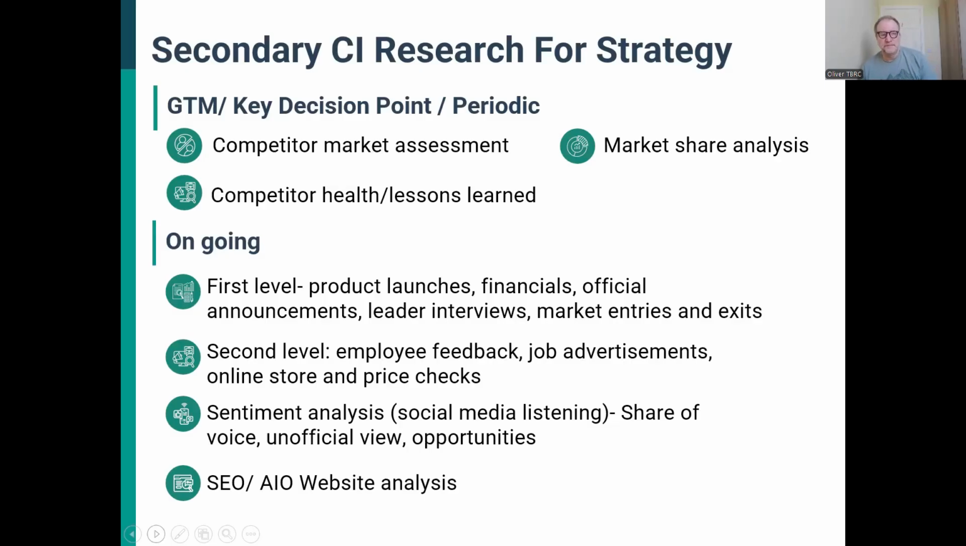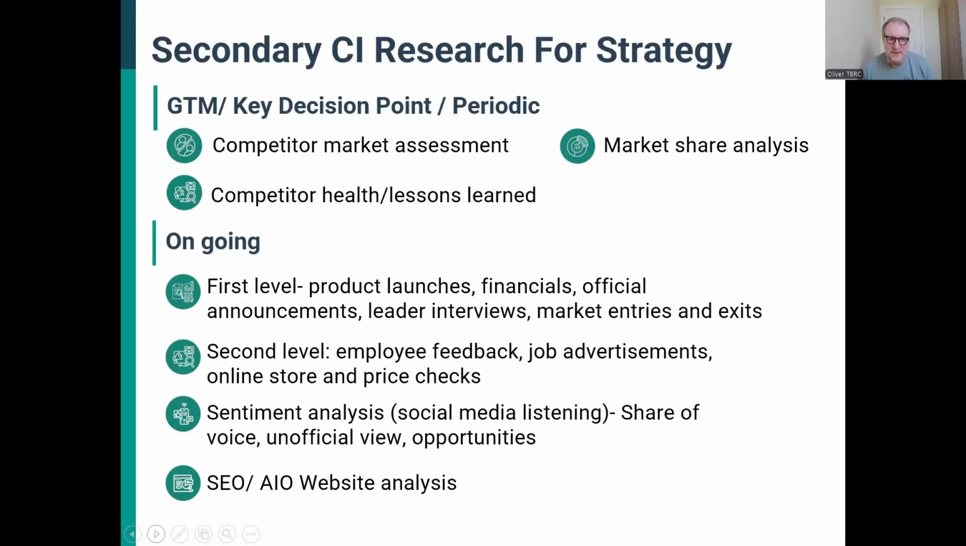And then a third level of ongoing analysis is sentiment analysis, so social media listening, share of voice, and this will give you a customer view and a more unofficial view of your competitors.